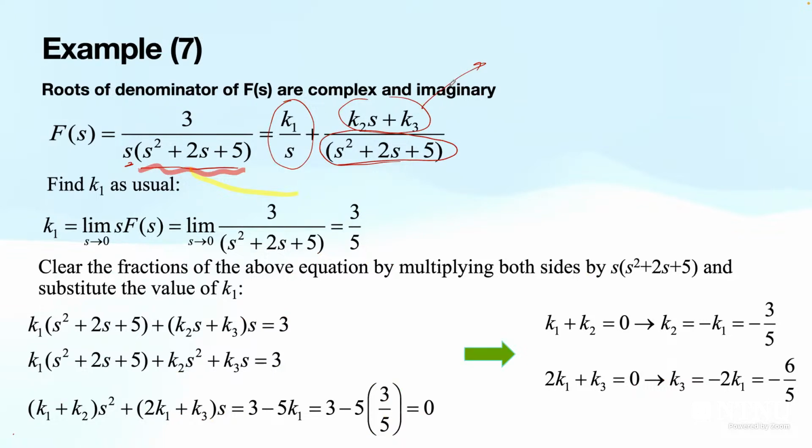So it will be 1 degree less. So this one will be S squared plus 2S plus 5. So the upper part here will be K2S plus K3. Now we need to solve it.